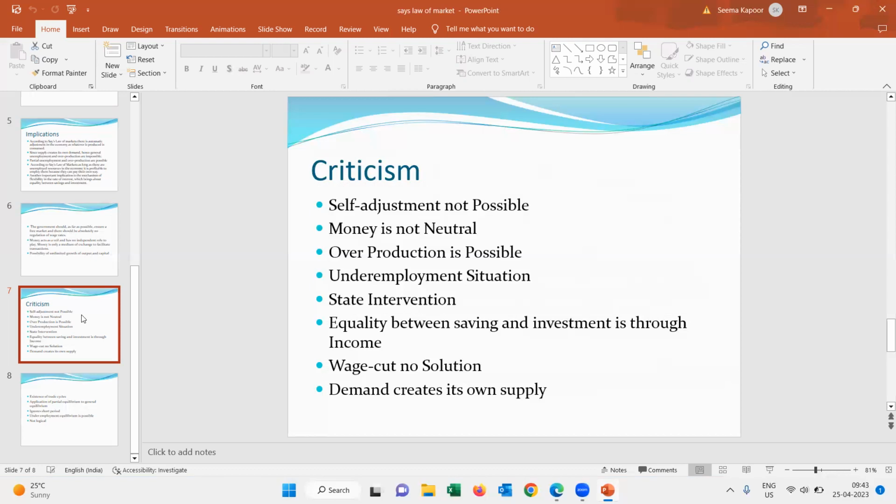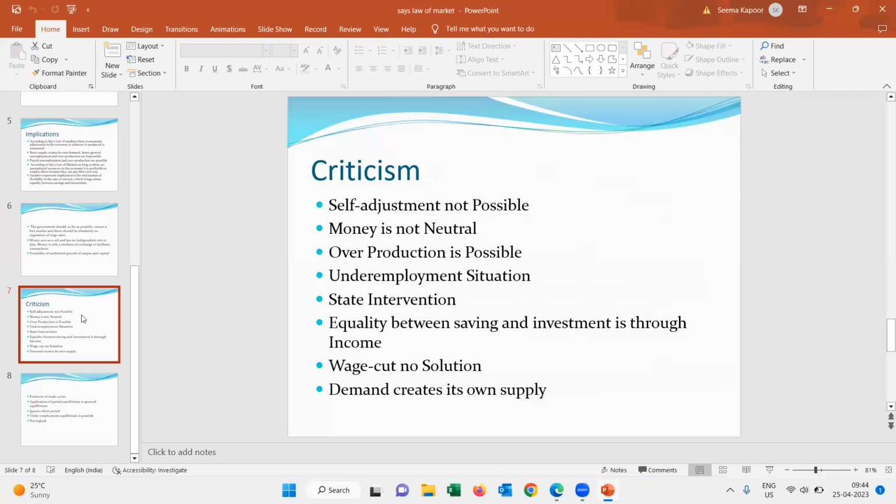Another criticism given by Keynes is that equality between saving and investment is not possible through the flexibility of the rate of interest, but it may be possible through changes in income. A wage cut is not a solution for unemployment. Rather, a wage cut will worsen the situation of unemployment. And the claim that demand creates its own supply, that means when there is demand, there will be production, was also rejected.